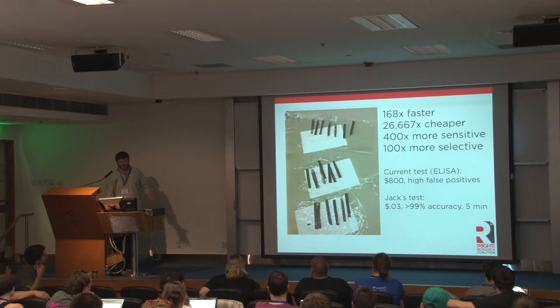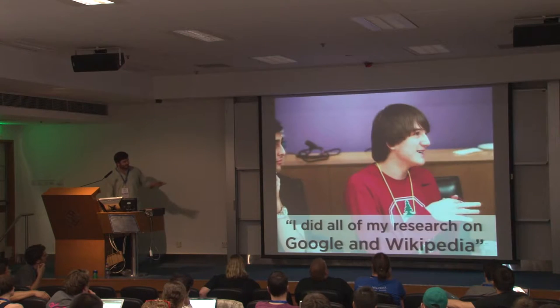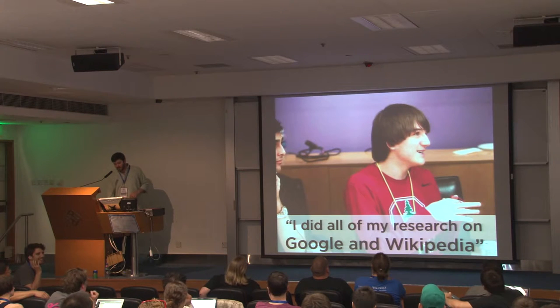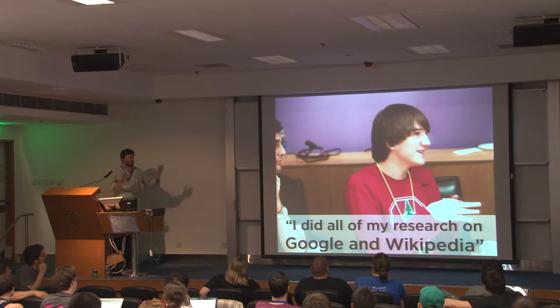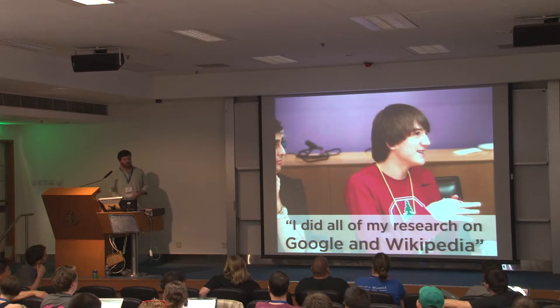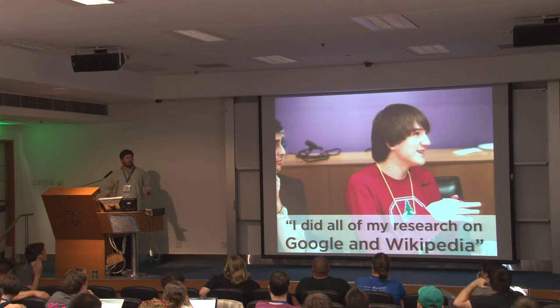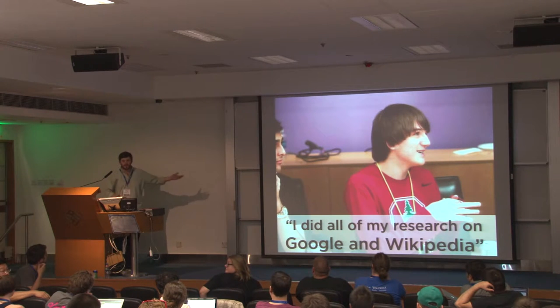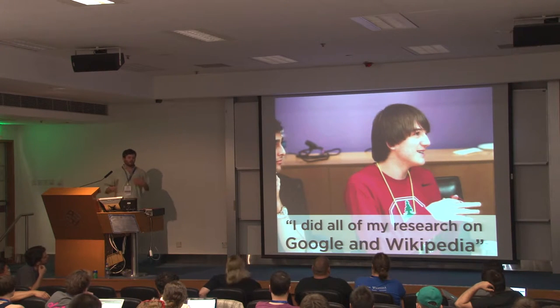And the way he's able to do this is because, well, two things. First of all, he did all of his research on Google and Wikipedia. He got online and started reading. He talks about how he didn't even know what a pancreas was when he started his work. He had a close family friend who passed from pancreatic cancer, and that's what drove his interest. So he got on the internet, Googled what a pancreas is, ended up at Wikipedia, and read the Wikipedia page for pancreatic cancer.